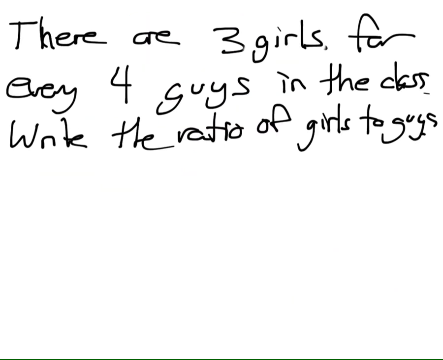Let's say I gave you this scenario. There are 3 girls for every 4 guys in the class. Write the ratio of girls to guys. Okay? So ratio is just a fraction. It's just a comparison of 2 numbers, right? And since it says the ratio of girls to guys, okay, what number is going to be in my numerator, 3 or 4? 3, right? Because it says girls to guys. So the ratio here would be 3 over 4.